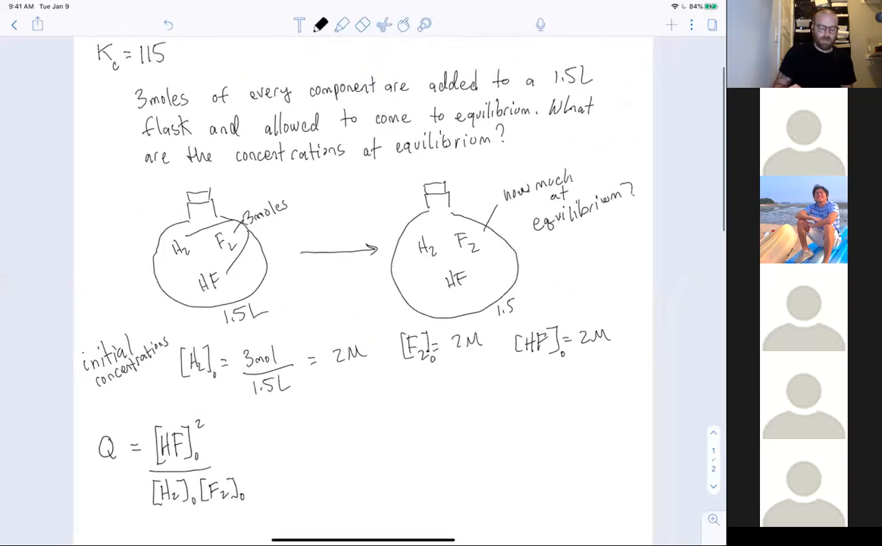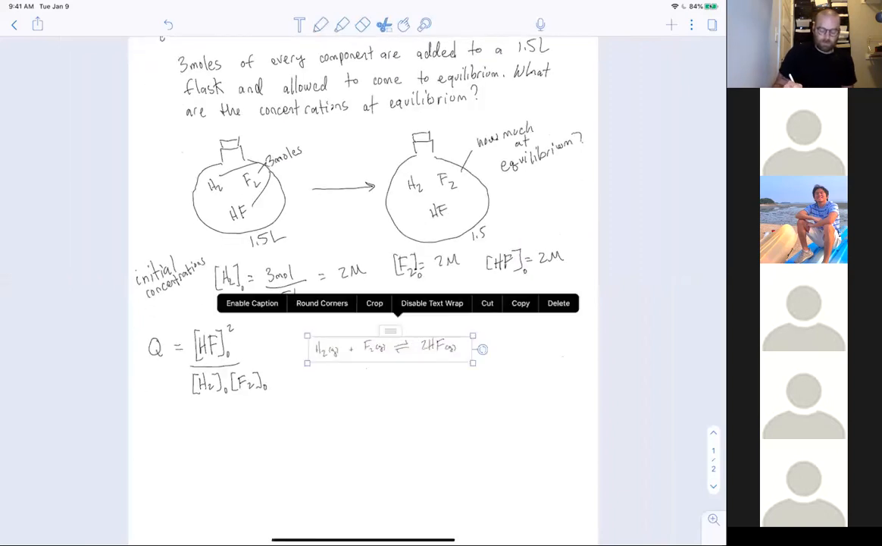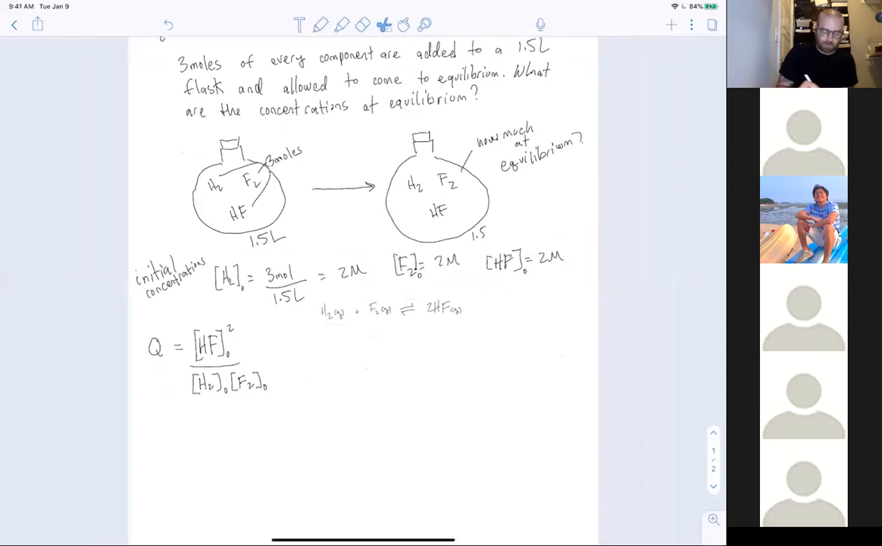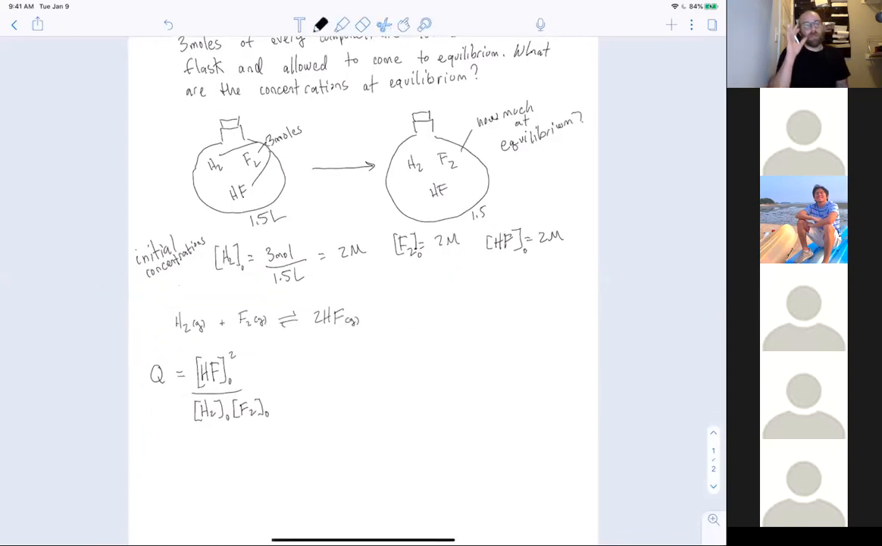I'm getting these numbers, and I'm pulling the expression itself from the chemical equation. Remember that for Q or K, the zero, the little knot on there, is just a way to differentiate that these are the initial concentrations. You could use I if that's clearer for you, but usually we use a little knot to mean initial concentration.